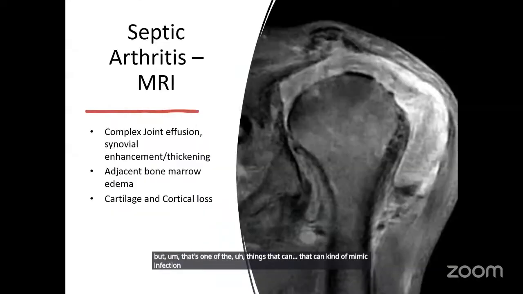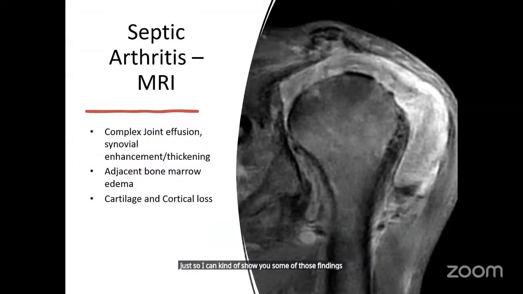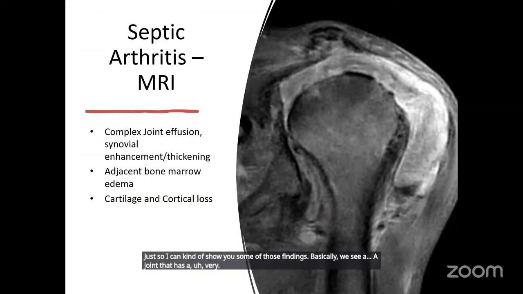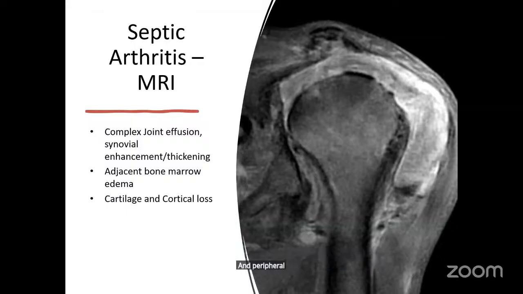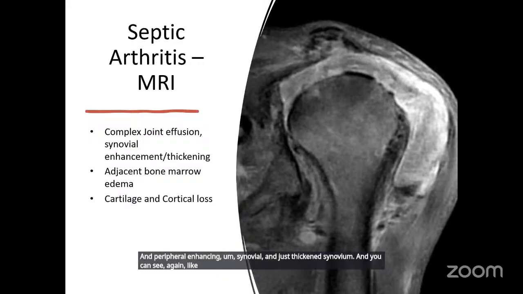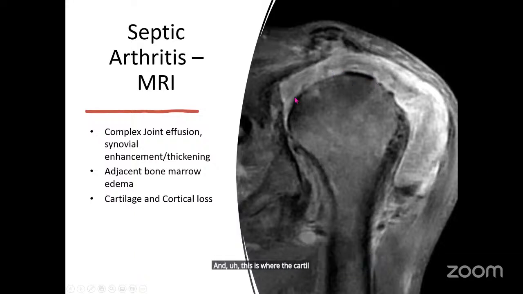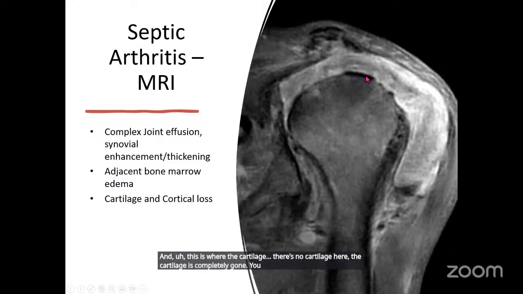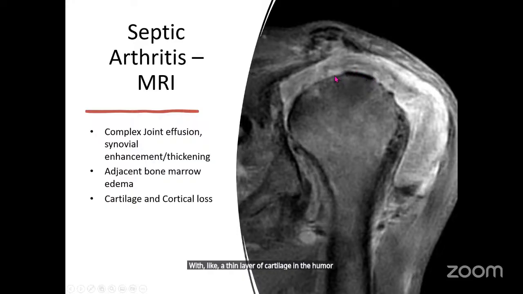But this was infection, and this is just another picture of the MRI, just so I can kind of show you some of those findings. Basically, we see a joint that has a very dirty fluid collection. It's very complicated, with peripheral enhancing synovium and just thickened synovium. And you can see again, this is normal cortex at the top. There's no cartilage here. The cartilage is completely gone. You would normally see normal cortex like this with a thin layer of cartilage in the humeral head, and we have no cartilage and multiple areas where the cortex has been eroded away.